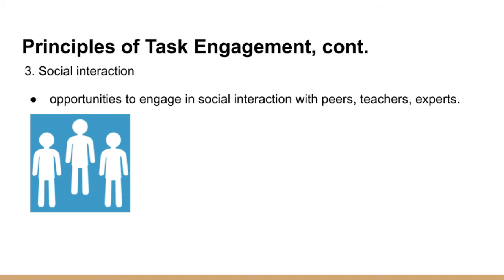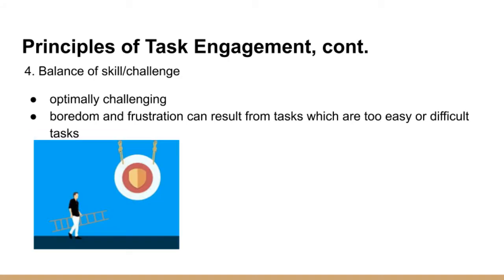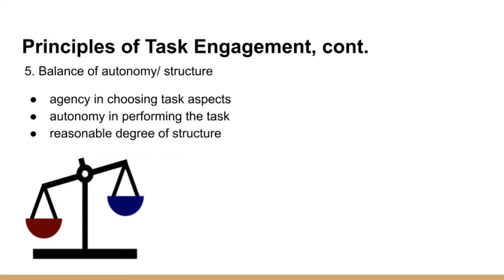Tasks should be optimally challenging for students. That is, there needs to be a balance of skill and challenge for students so that they are neither bored because the task is very easy nor frustrated because it is very difficult. Tasks should provide the students with a sense of agency in choosing task aspects. In other words, a task should provide students with a sense of autonomy so that they can feel that they are in control of the learning process.